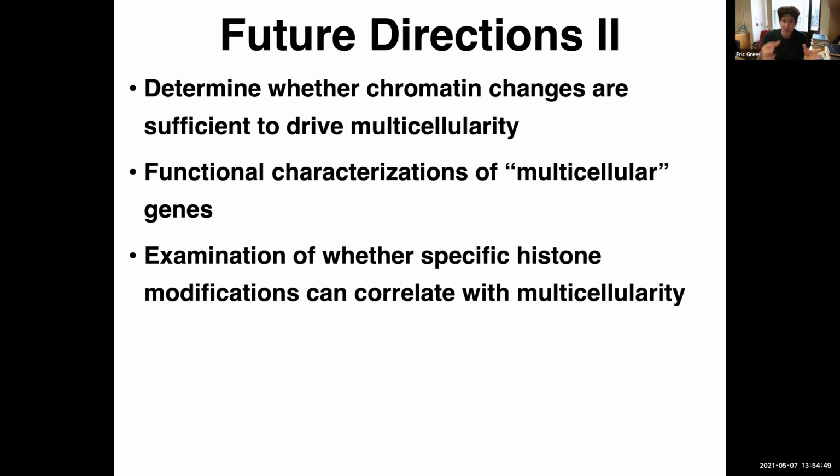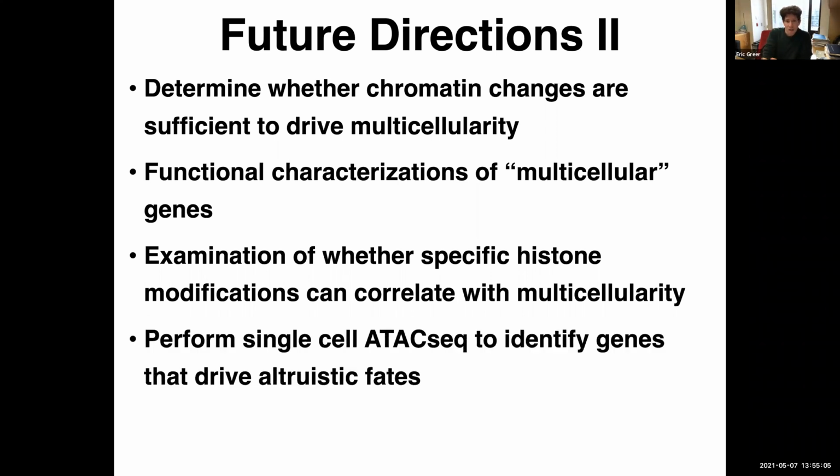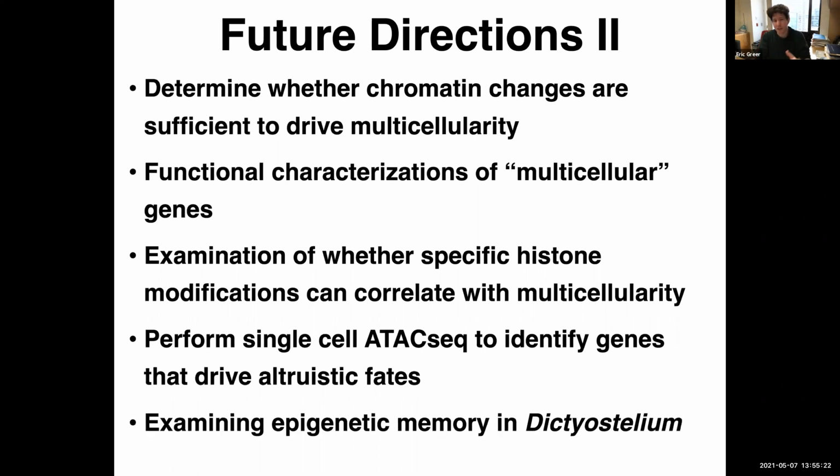So this initial analysis was done based on the ATAC-seq data, the chromatin accessibility data, but we also have this chromatin modification data. And so we want to see if there are specific histone modifications, which can also be used to further refine which genes are important for multicellularity. We're currently performing single-cell ATAC-seq to try and identify whether changes in the epigenome help to determine whether a cell is predetermined to be an altruistic cell or a selfish cell. And we're also interested in examining epigenetic memory and how that can be regulated in Dictionalium.